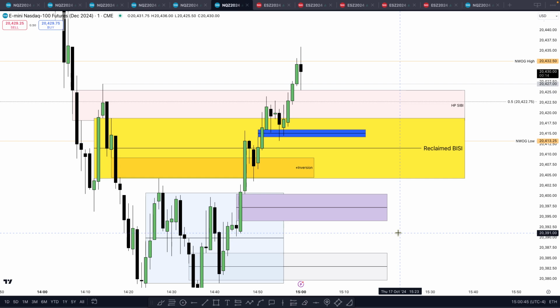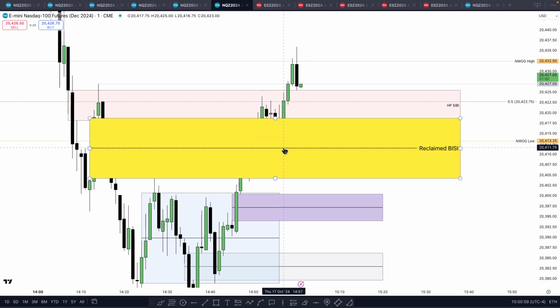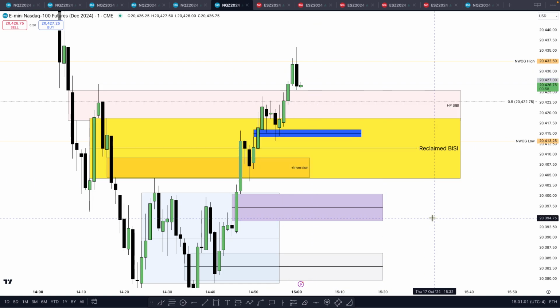So we're still not seeing this close above the new week opening gap. Reclaimed BISI. What do we want to see from a reclaimed BISI with the 2 chance rule? Signatures of strength. What's a signature of strength from a fair value gap? Failure to reach CE, or if it does, expansion away from it.